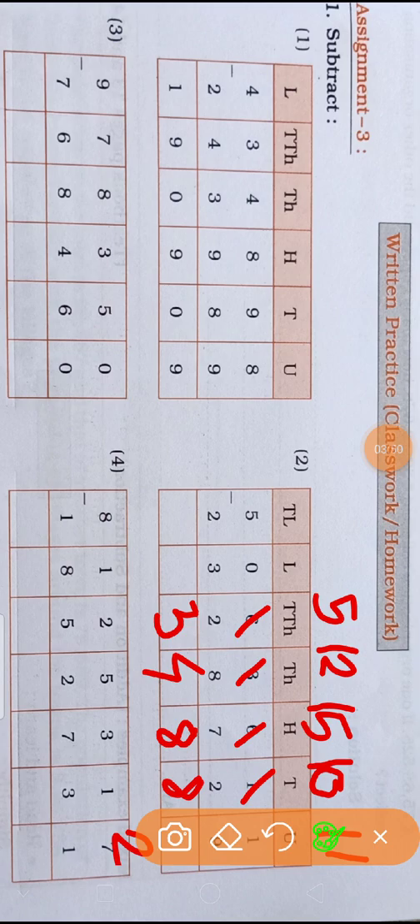Again 0 minus 3, it's not possible. Then we'll take borrow from the next place. The next place number is 5. 5 minus 1, 4 remains, and here 0 is already there. After taking borrow, 10 is formed here. Now 10 minus 3, 7, and 4 minus 2, here is 2. Okay, so what is the answer? 27,34,882, isn't it? So all of you write this example.